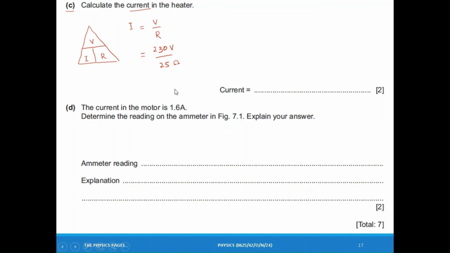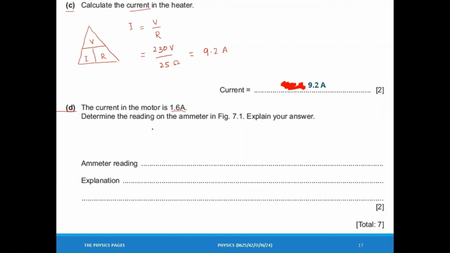The symbol we use for the ohms is omega. When I divide, our final answer for the current is 9.2 amperes. Part D. The current in the motor is 1.6 amperes.